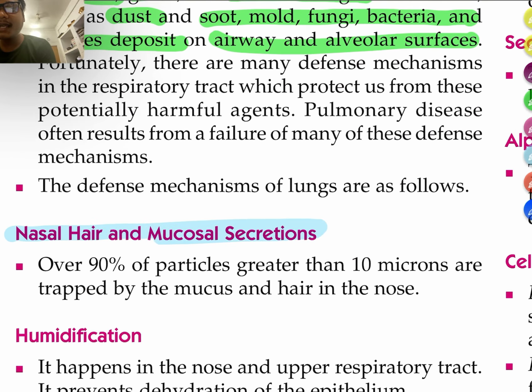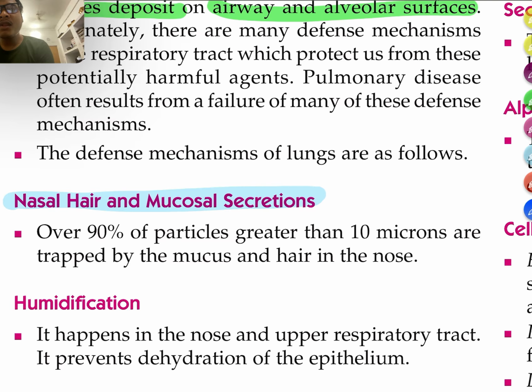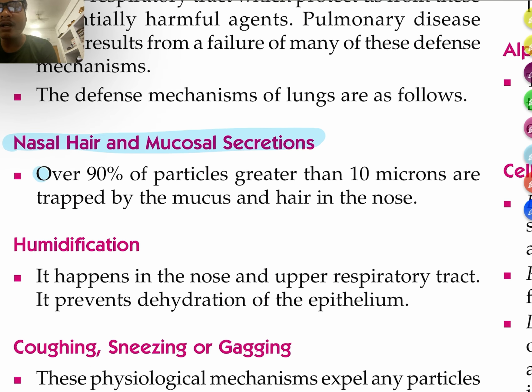First is our hair cells as well as the mucosal secretion. The function of mucosal secretion is trapping, and the nasal hair will help in the removal. The same thing is written here: over 90% of particles greater than 10 micron get trapped by the mucus as well as the hair in the nose.